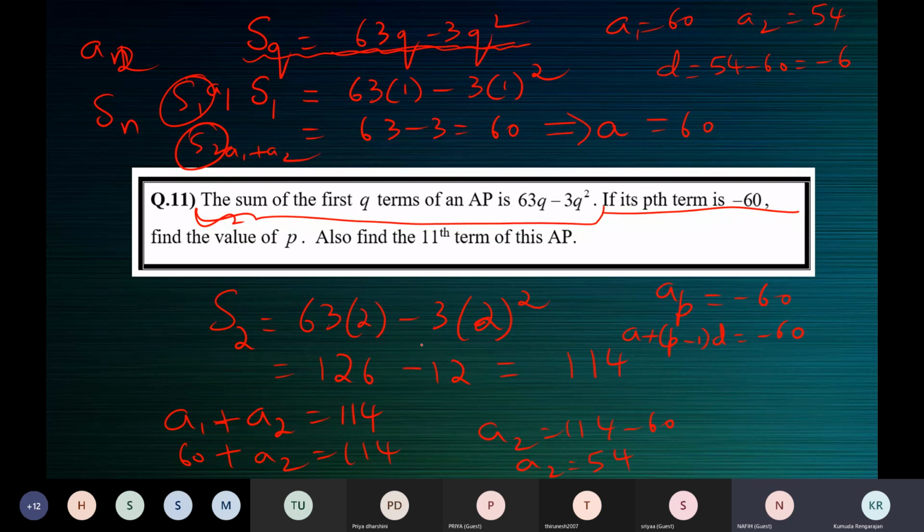So you now know the value of a, you know the value of d, so you can find the value of p. Find the value of p and then find the 11th term, a11.